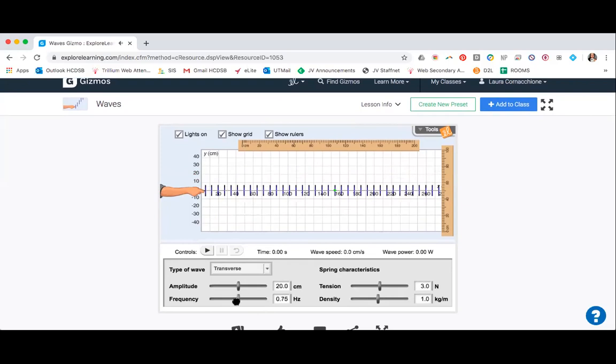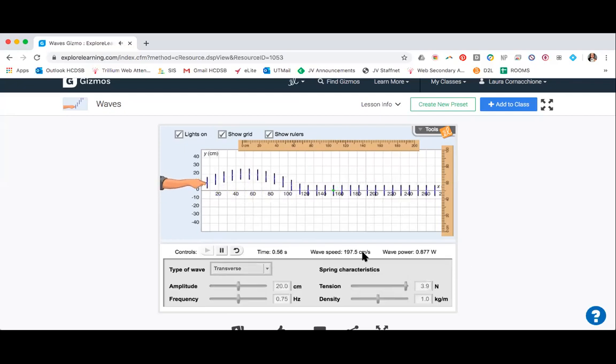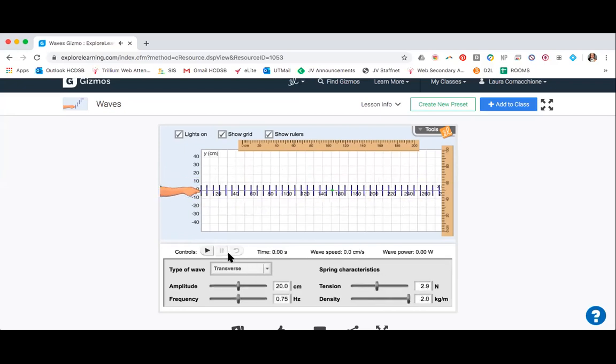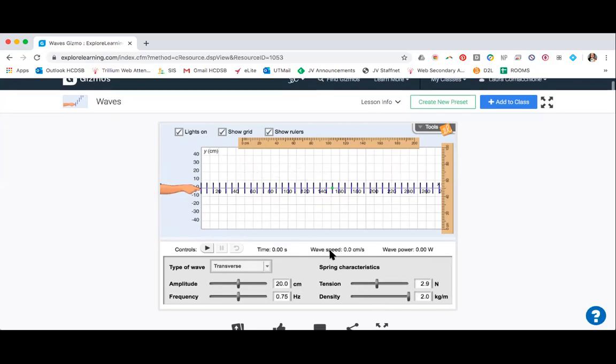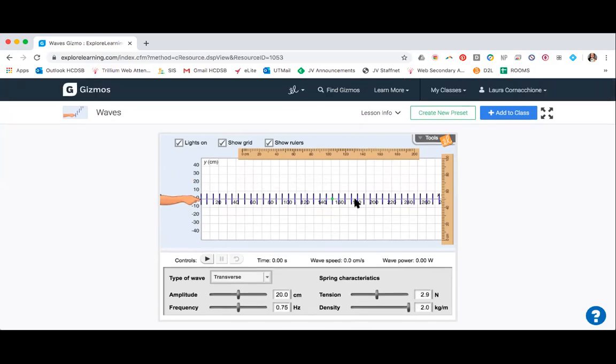So the quantities that we're going to look at in more detail, amplitude and frequency, do not affect the wave speed. But if you remember from part 1 of the lesson, what affects wave speed is the medium or the properties of the medium. So in a spring, we can increase the tension and we get a different wave speed. Or we can also change the density of the spring and get a different wave speed. So the properties of the medium change the wave speed. What the wave is traveling in is what determines the wave speed.